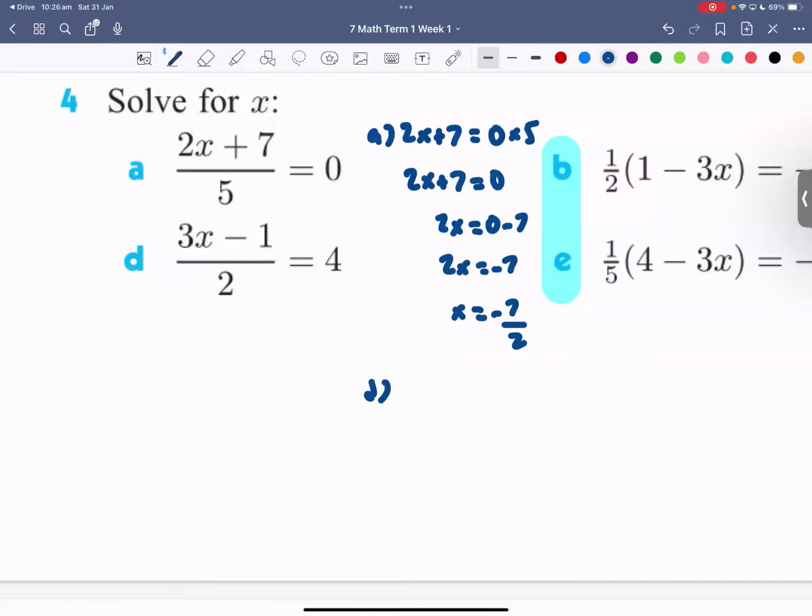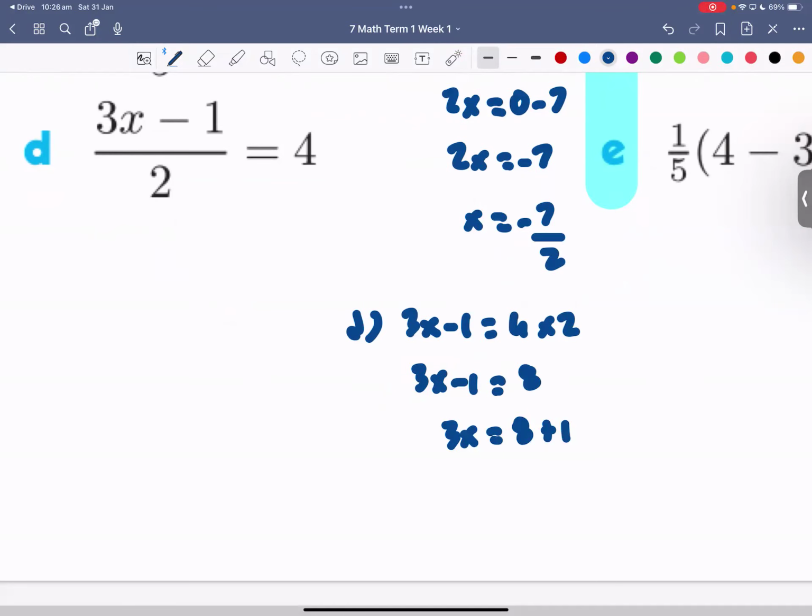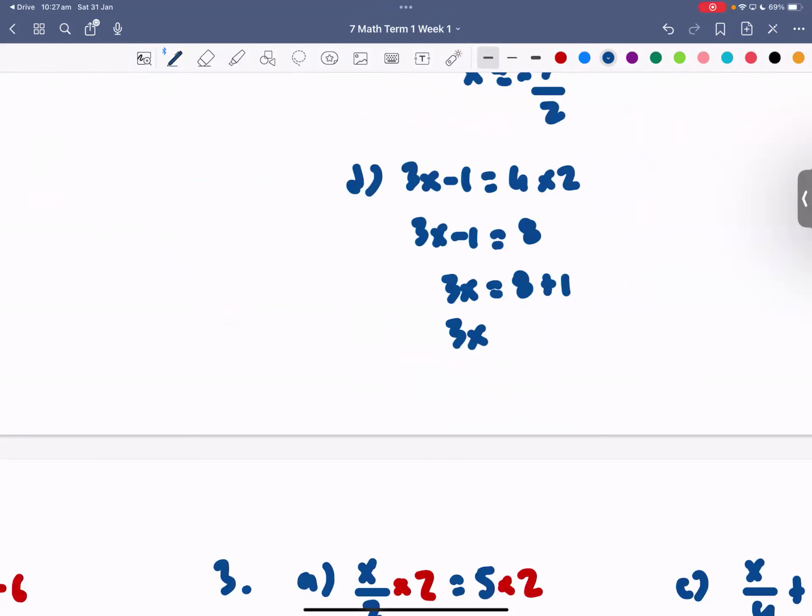D. All right, how do you get rid of a divide by 2? Because that's the outermost thing. Times by 2. So I'm just going to write times 2. It's too much effort to write times 2 on both sides. That means 3x take 1 is 8. How do you get rid of a take 1? +1 is correct. So 3x is 9.